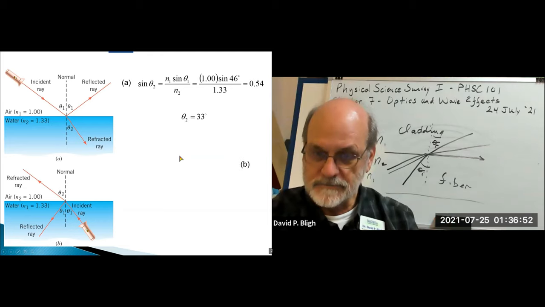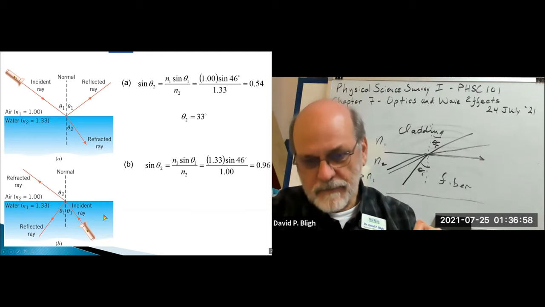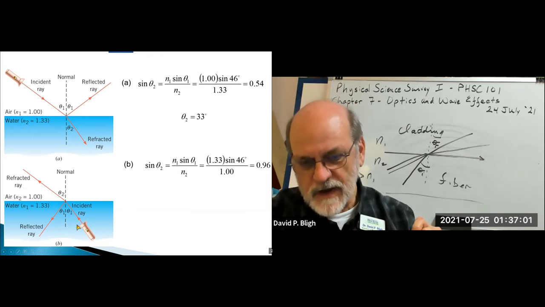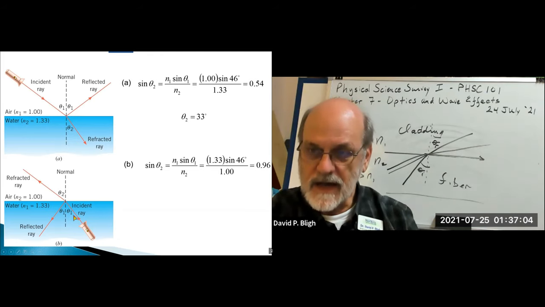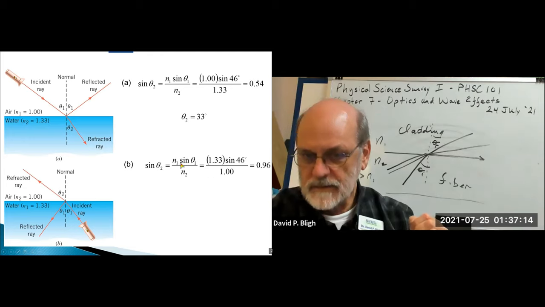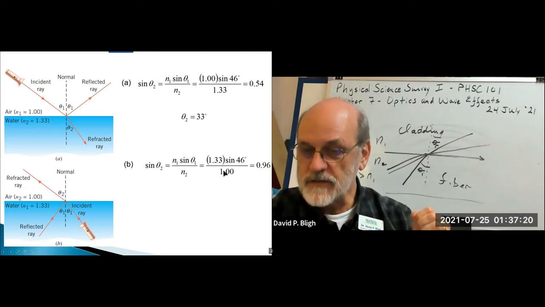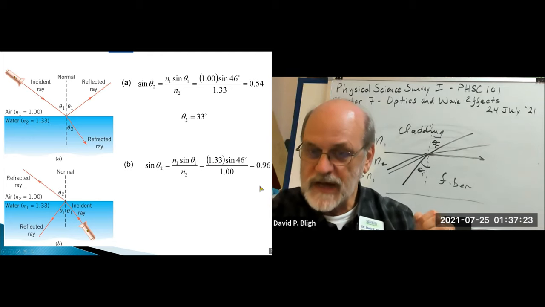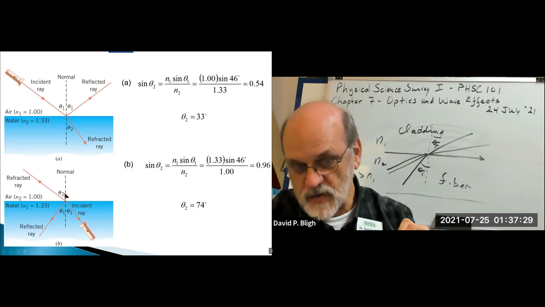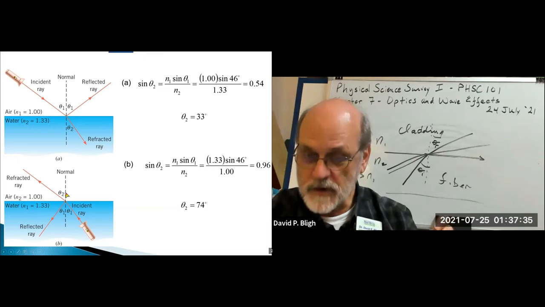Now, if we go the other direction, this incident ray is coming from within the higher index medium, right? So in this case, the 1.33 goes on top, right? Because it's related to this medium. And then you divide by 1. So that calculation gives you 0.96, and the arc sine of 0.96 is 74 degrees. So now this value here on the refracted ray is 74 degrees.